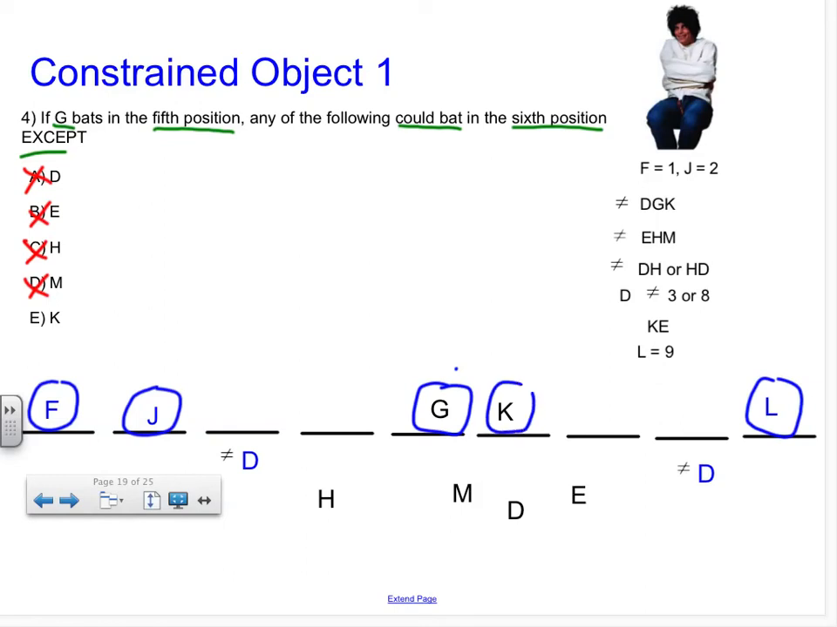So K will be constrained in the sixth position. And what do we have left? We know that D has to come in the fourth or seventh position. So let's try fourth. We know that E has to come sometime in here. We know that H can't be beside D, so let's put it over here. And we have M over here. Now let's see if this breaks any. I already see that breaks condition 1. So I have to try something different.